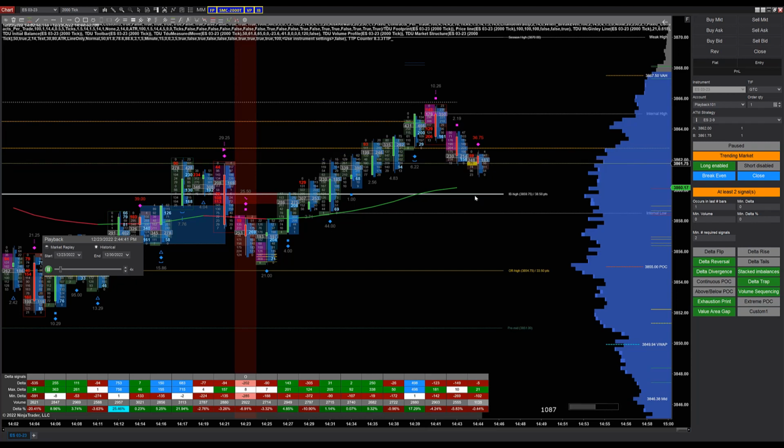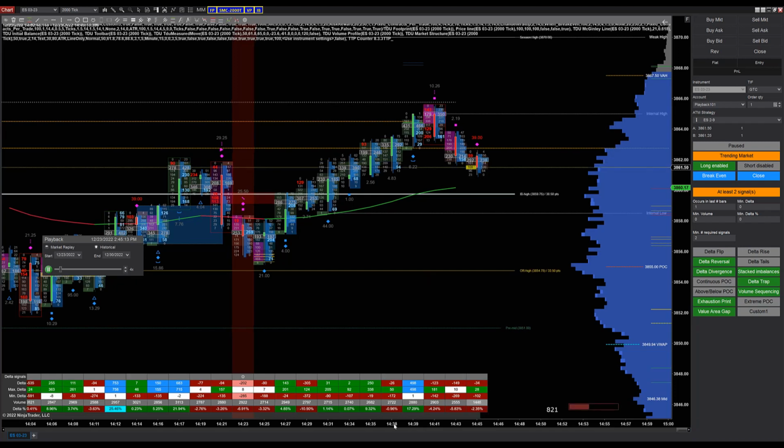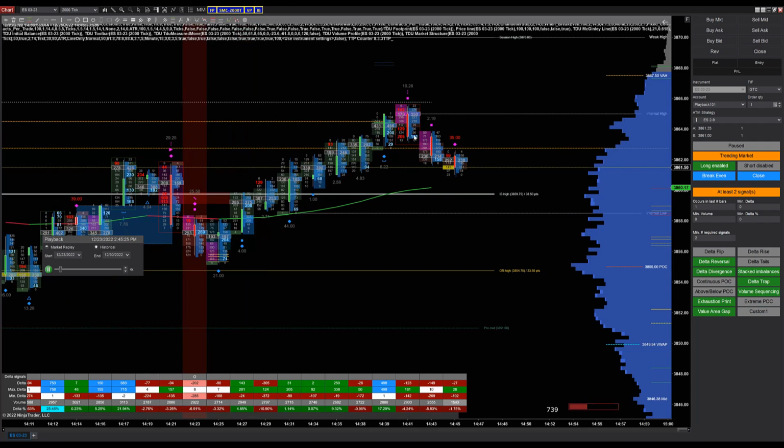Okay, still some red print down here, so I'm not seeing aggressive buying here, but I'm not really seeing aggressive selling here. The size is relatively modest. These are the biggest prints I'm seeing down here. So as we're coming down, okay, I'm looking for at least 2 of these.